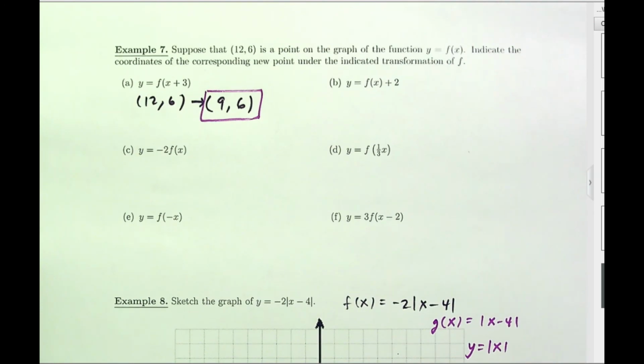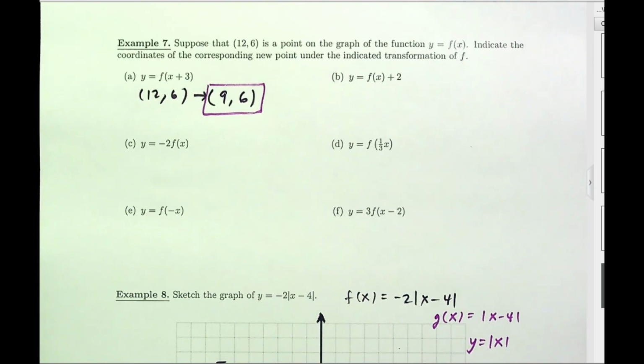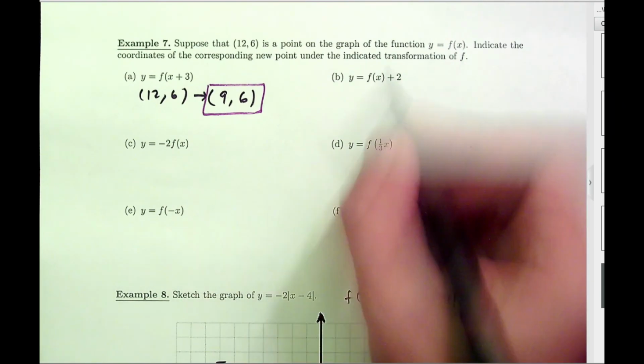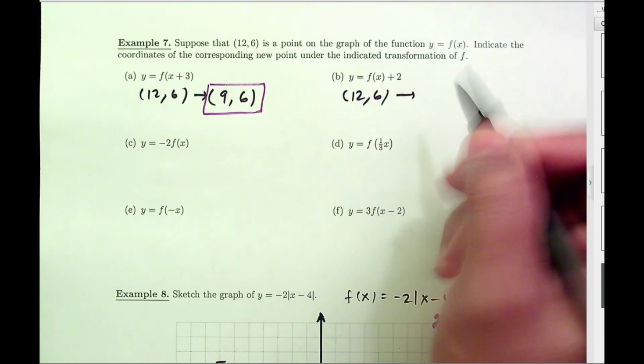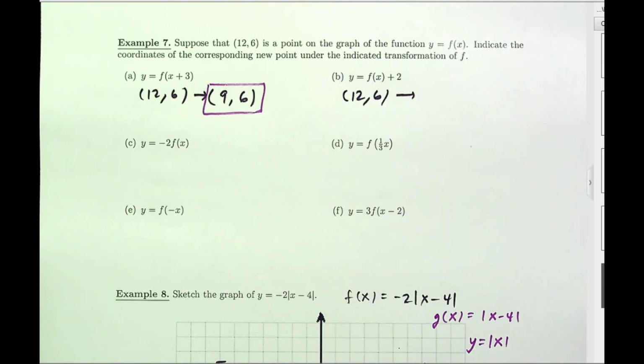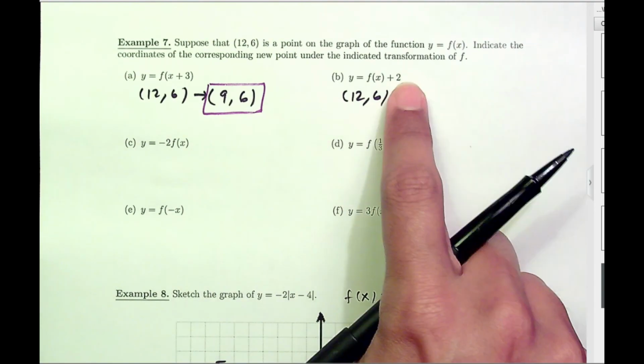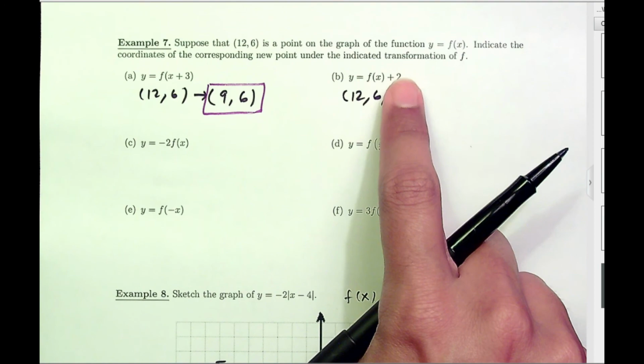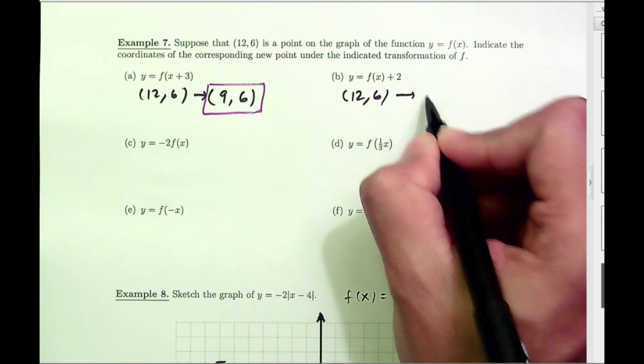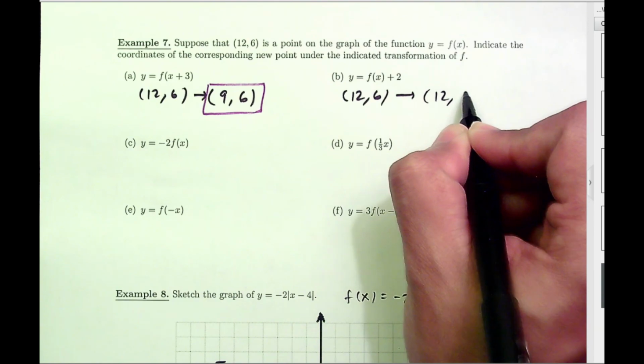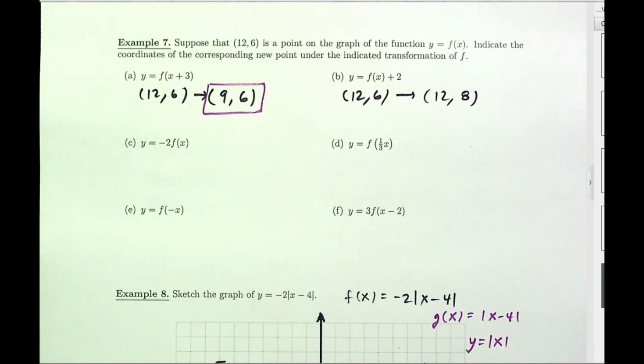Okay, now let's do B. B has a plus 2. That's the starting point. B has a plus 2, and the plus 2 is outside of f of x. So that means that plus 2 corresponds to a vertical transformation. So that means only the y coordinate gets affected. And because of vertical transformation, it behaves exactly the same way you think it's happening. And indeed, that means we're adding 2 to the y coordinate. So this is going to be 12, 8.